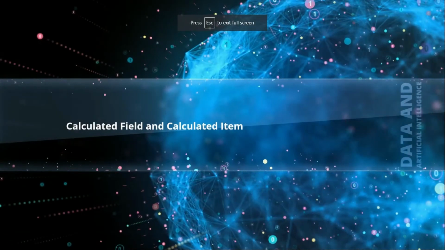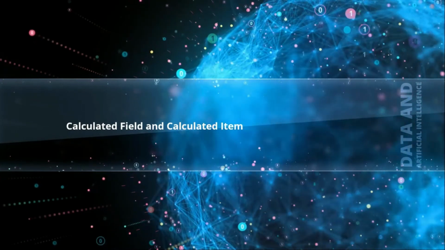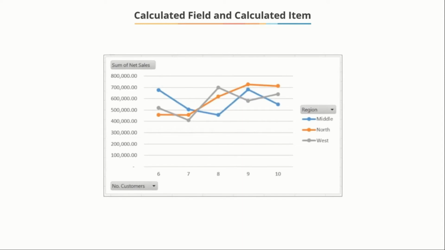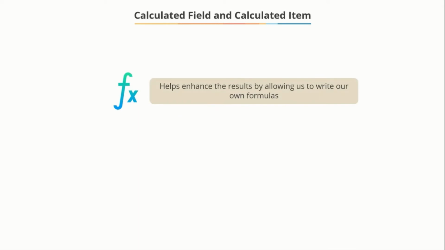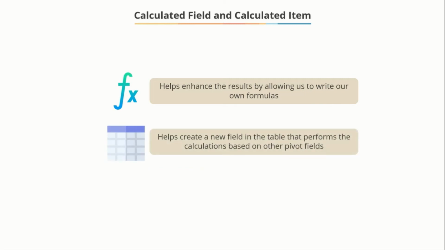Next, we will learn about calculated field and calculated item features. Once we have created a pivot table, we can add calculated fields and calculated items in it. These features help us enhance the results by allowing us to write our own formulas. This functionality helps create a new field in the table that performs calculations based on other pivot fields. Let us understand how to use these fields with the help of an example.